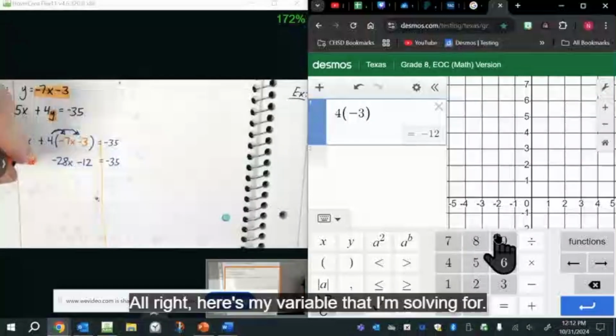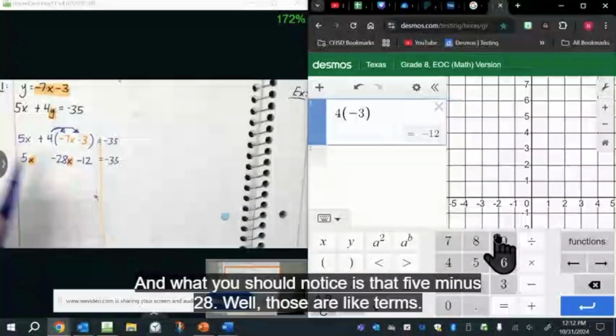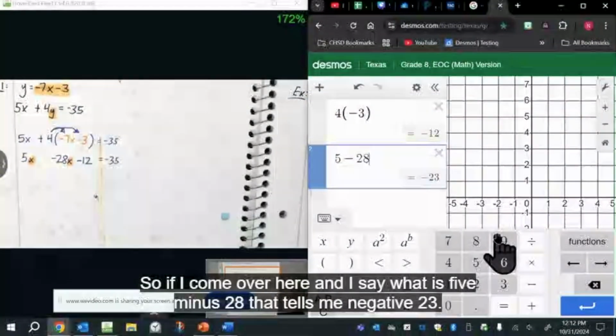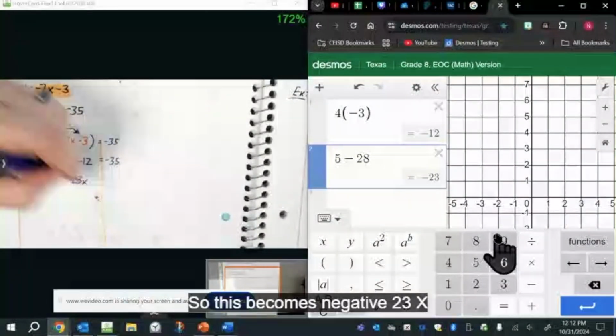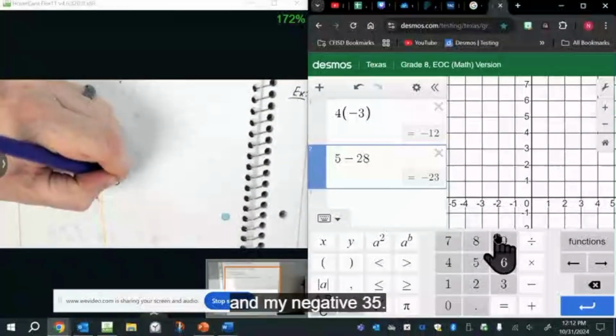All right, so now I'm looking for my like terms before I pack things up and move them around. Here's my variable that I'm solving for. And what you should notice is that 5 minus 28, well, those are like terms. So if I say, what is 5 minus 28? That tells me negative 23. So this becomes negative 23x, bring down my 12, and my negative 35.